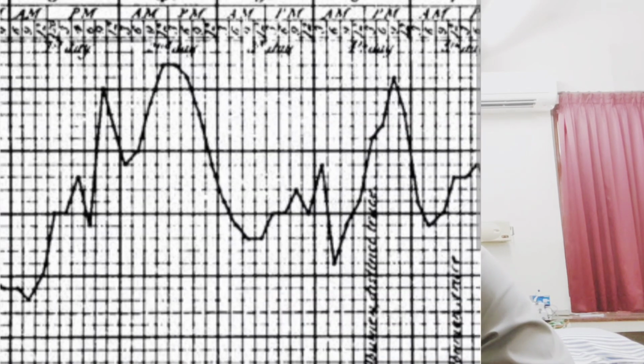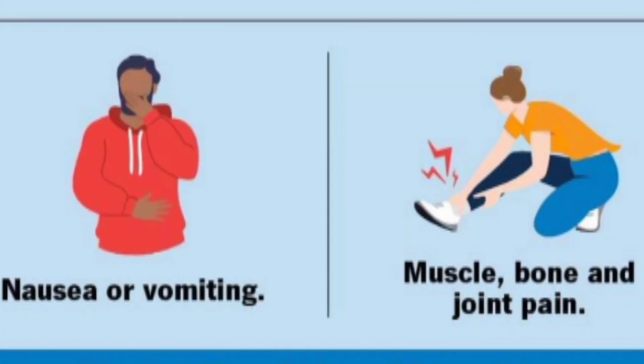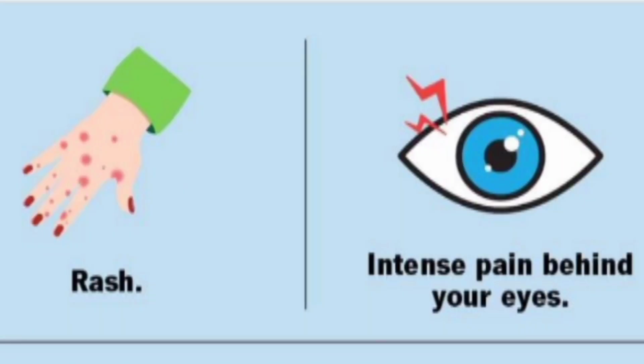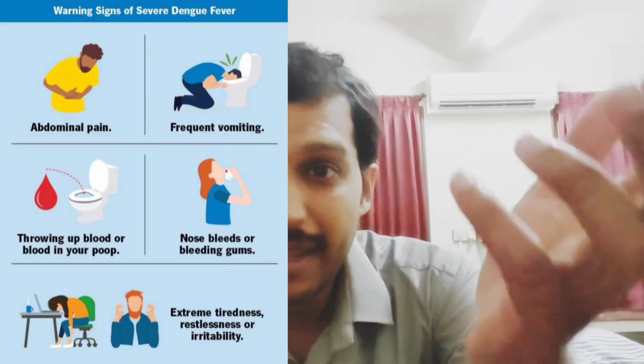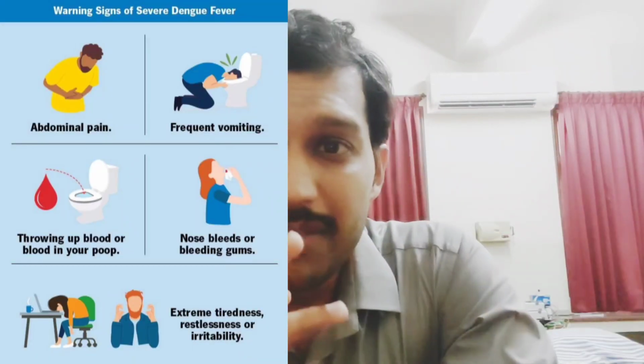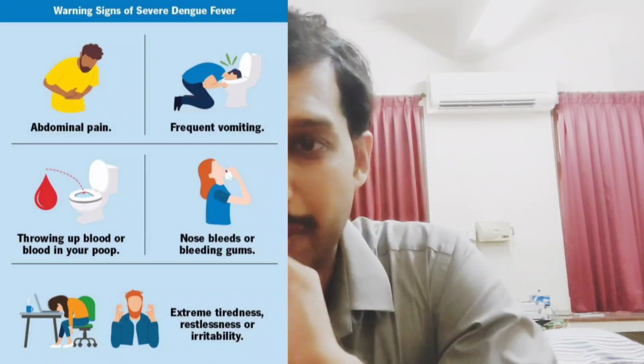The symptoms you can come across are saddle fever, severe joint pain, and severe back pain, which is called breakbone fever. Breakbone fever is another name for dengue fever. Also retroorbital pain, headaches, and severe myalgia. These are the common symptoms in dengue fever.